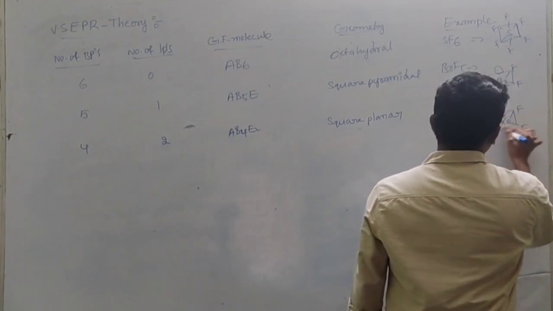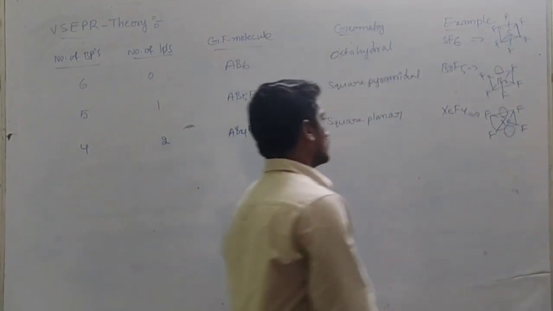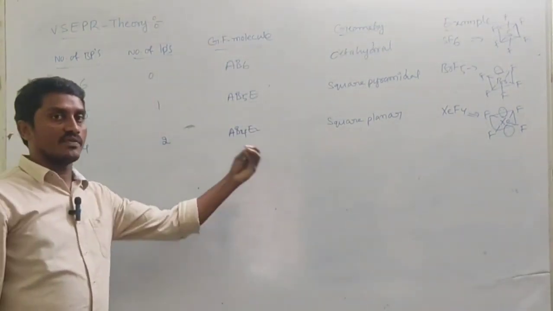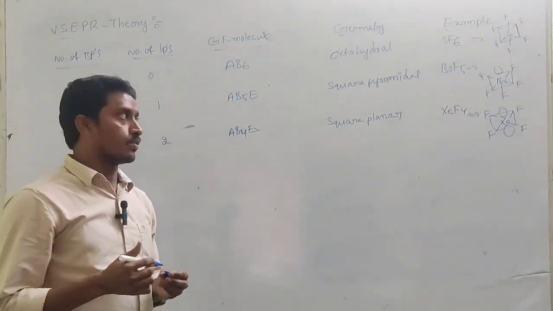So 2 lone pairs are present on the central atom like this. So this is the shape of the different molecules with different number of electron pairs, either bond pair electrons or lone pair electrons.